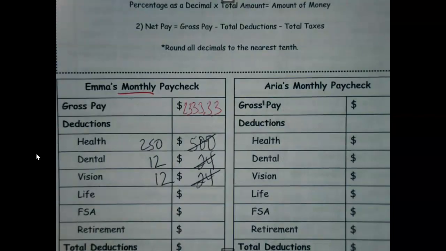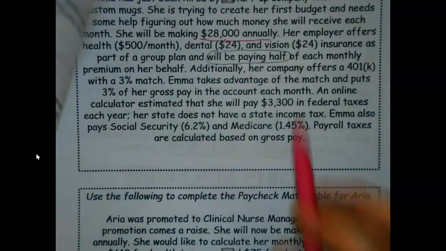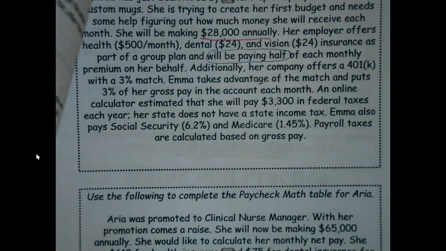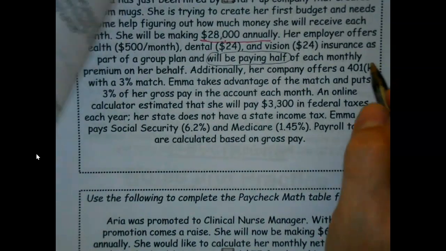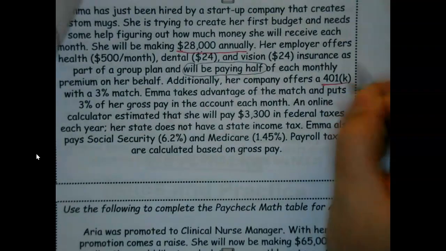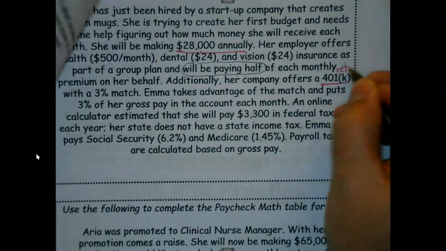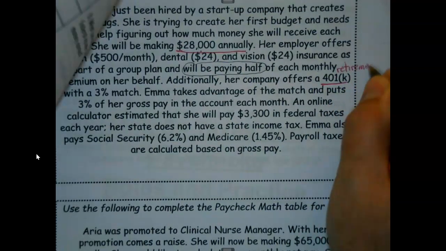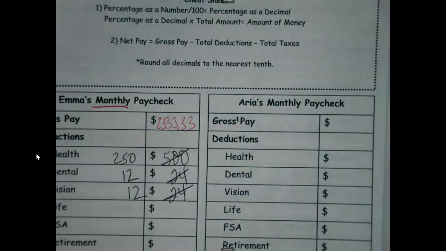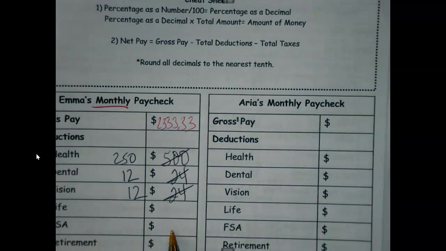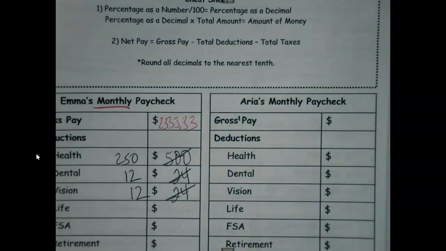Additionally, her company offers a 401k with a 3% match. Let me explain something here quick. 401k is another word for a retirement plan. So when you see 401k, that's retirement. You're wondering about these other two? You're not going to have something for this in every single one. You may have a job where they don't offer a life insurance or a flexible spending account. That's what an FSA is. We'll chat about that when we get to it.